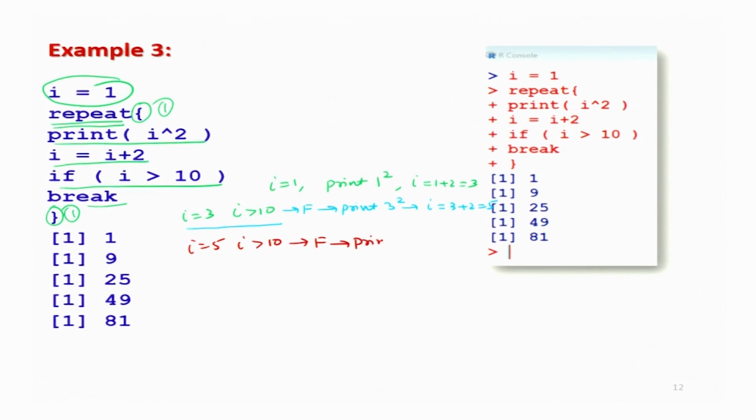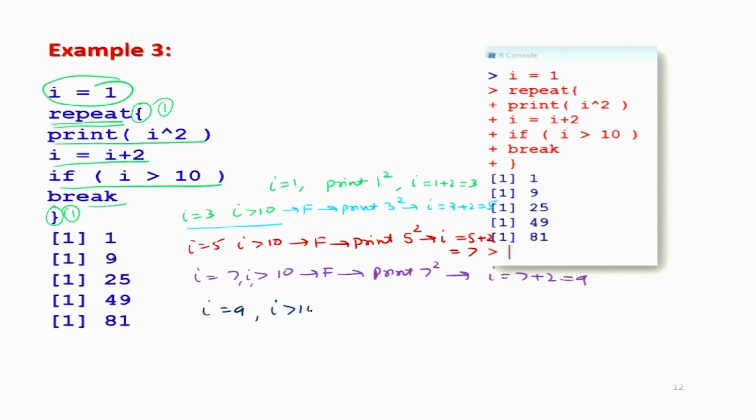So, it will try to print here 5 square, and then i will become 5 plus 2 equal to 7. Now, after this it will try to check whether i equal to 7 is greater than 10 or not. The condition comes out to be false, and it will try to print here 7 square, and then i will become 7 plus 2 equal to 9. Then after this it will try to see once again whether i equal to 9 is greater than 10 or not. The answer comes out to be false, and it will try to print here 9 square, and then i will be replaced by i plus 2, that is 9 plus 2 equal to 11.